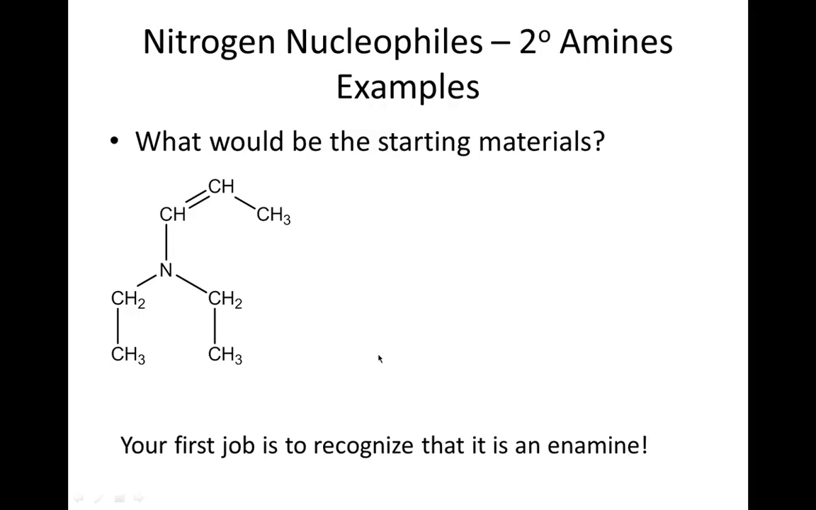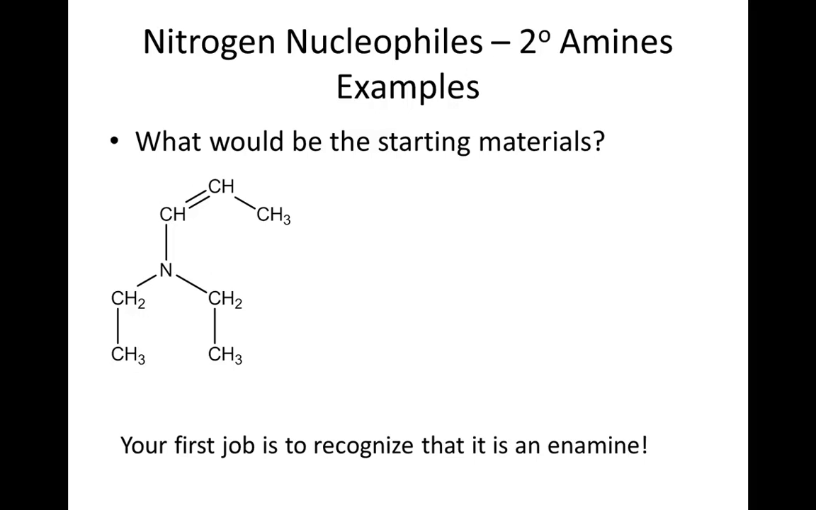So let's say that we had this molecule. Our first job is to recognize that it's an enamine. So you look at this molecule and ask yourself, what functional groups are present here? There's an amine and there's an alkene, and they are both attached to the same carbon. At that point you should go, oh, that's an enamine.